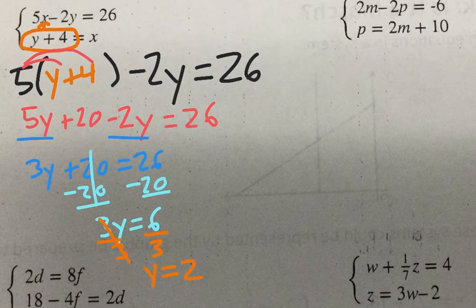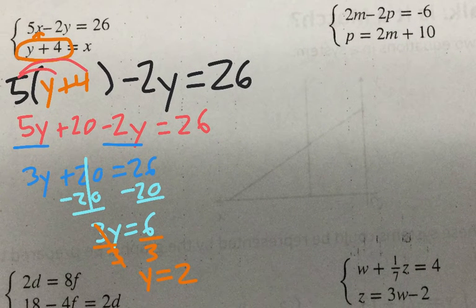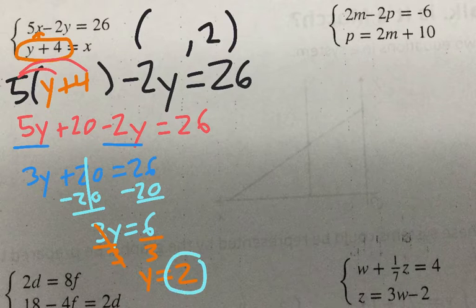Correct. Because remember, I'm looking for the point where they cross. So I know the y value where they cross is 2. So now I need to plug that in to find x. You can plug it into either one of your original equations. I would plug it into the bottom one because it looks simpler. Right? So I can plug in 2 for y right there.